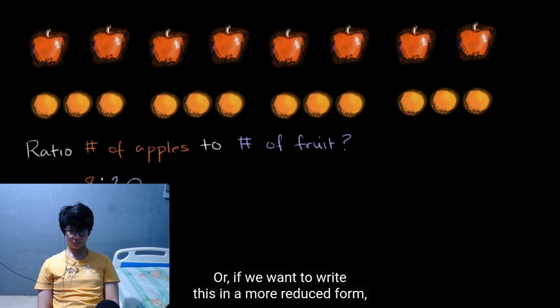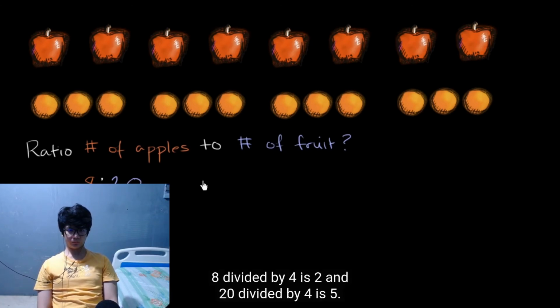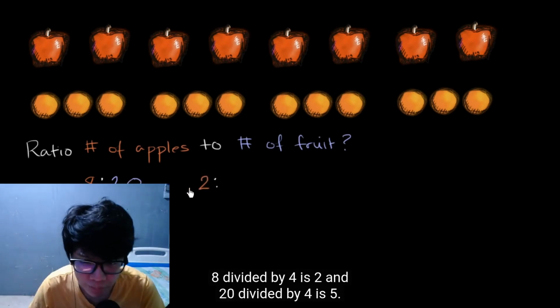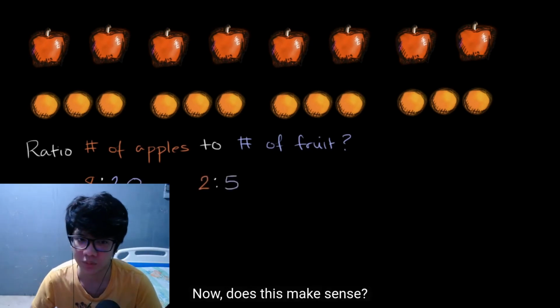20. Or if we want to write this in a more reduced form, we can divide both of these by 4. 4 is their greatest common divisor. And so this is the same thing as a ratio. 8 divided by 4 is 2. And 20 divided by 4 is 5. So 2 to 5. Now does this make sense?